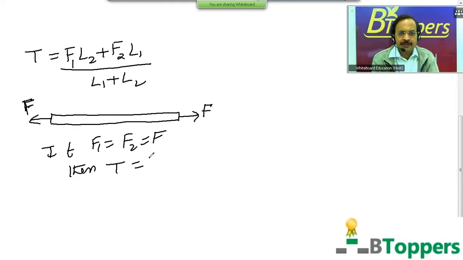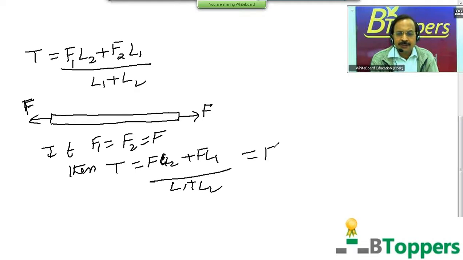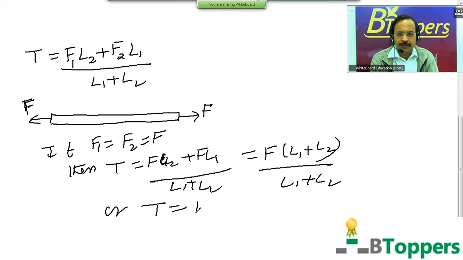In that case, you get T equal to (F into L2 plus F into L1) by (L1 plus L2), or F into (L1 plus L2) by (L1 plus L2). So I have discussed this case mainly to tell you this particular conclusion. You get T equal to F.